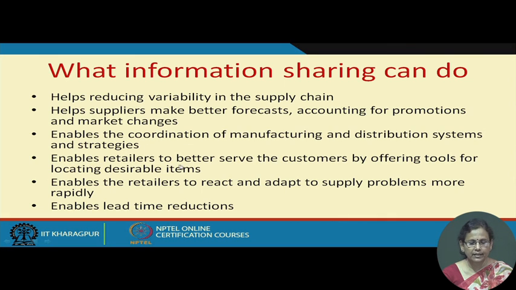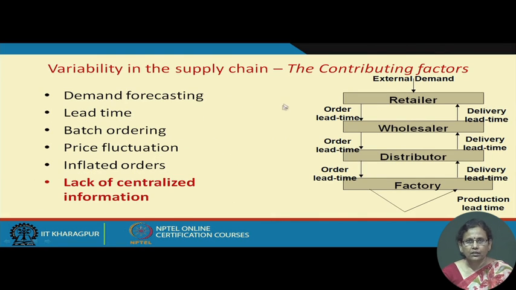This can enable retailers to better serve the customers by offering tools for locating desired items. This can enable the retailers to react and adapt to supply problems more rapidly, and this can enable lead time reduction. And because of this variability in the supply chain, one important phenomenon called the bullwhip effect can happen.